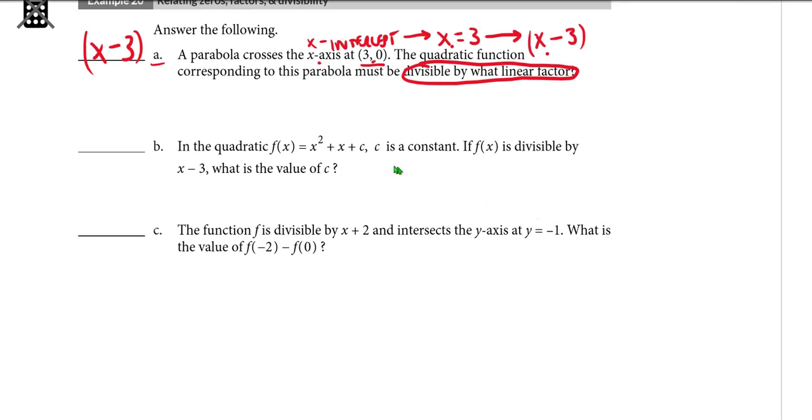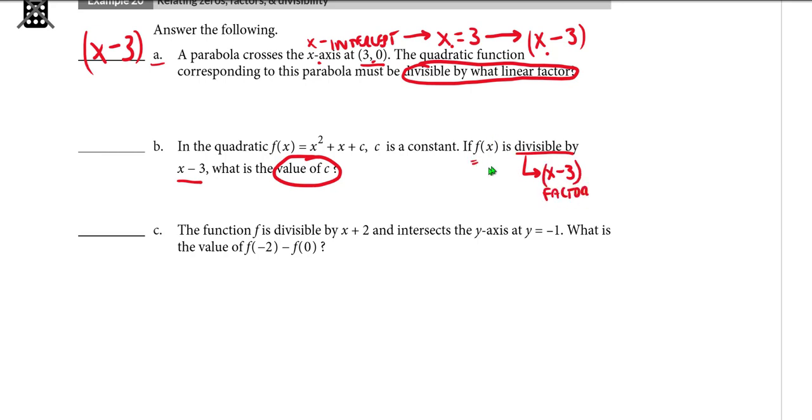Next, we have 20b here. In the quadratic, f of x equals a bunch of stuff, c is a constant. If f of x is divisible by x minus 3, what is the value of c? Okay, so in this case, the chain seems to start at this note that f of x is divisible by x minus 3. So that leads us to x minus 3 is a factor, right?